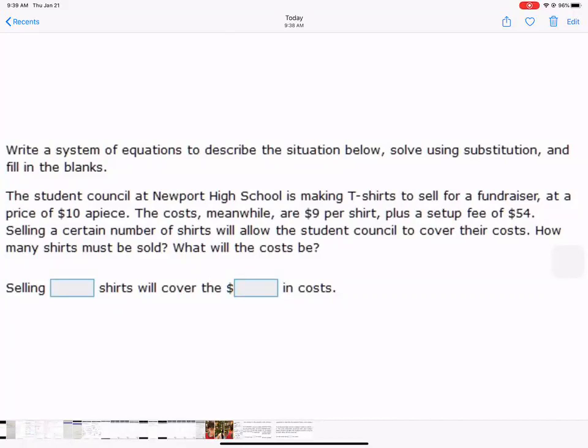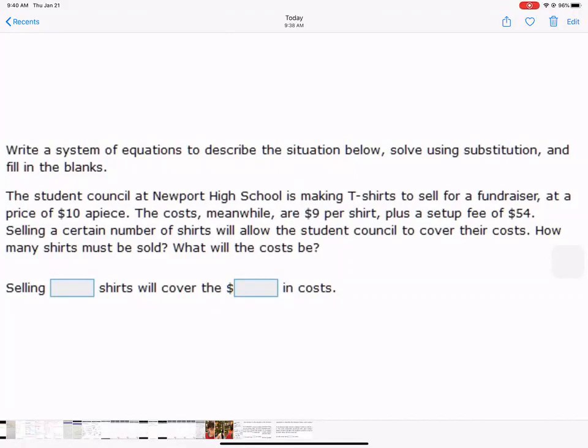Okay, so these types of questions are kind of difficult to grasp. Do I have to sell 10 shirts? Do I have to sell 50 shirts? And then how much will it cost me in the end? But if I buy more shirts, it'll increase the cost. But if I don't buy enough shirts, I don't have enough money to cover the cost. Right? So it's kind of a back and forth. So as the number of shirts increases, so does the cost.